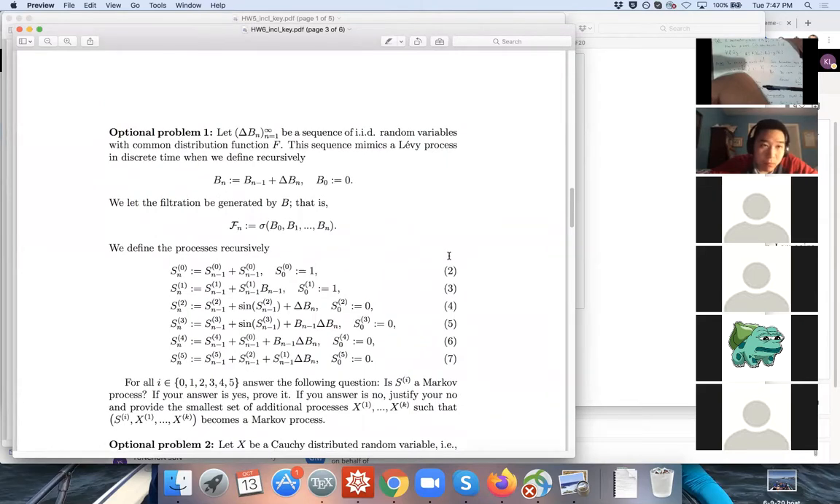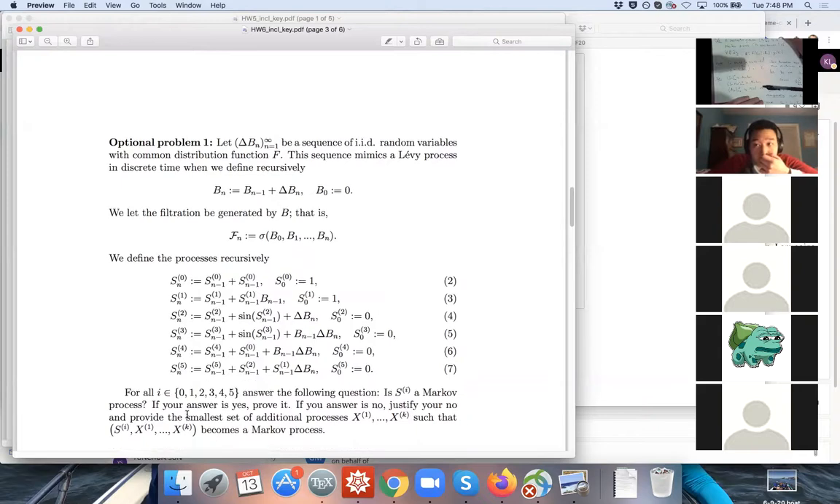I gave you a bunch of processes here, 2, 3, up to 7, and it's asking you to single out which ones are Markov and which ones are not Markov. When you go up in dimension, if your answer is no, then maybe you can try to add more processes such that it becomes Markov. Like in the latter part, the example is that the maximum by itself was not Markov, but if you included the stock price, Sn, Mn, that would be Markov.